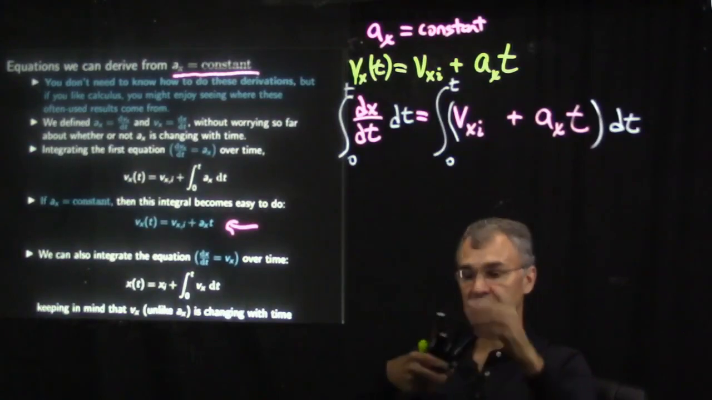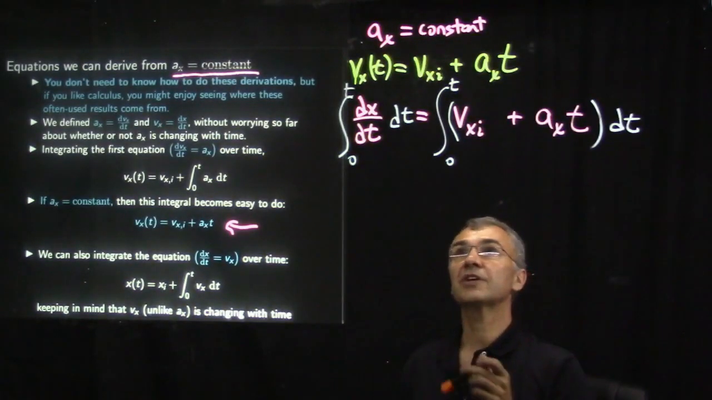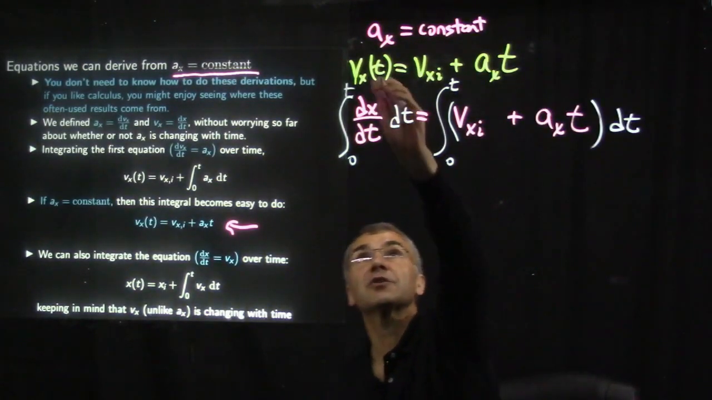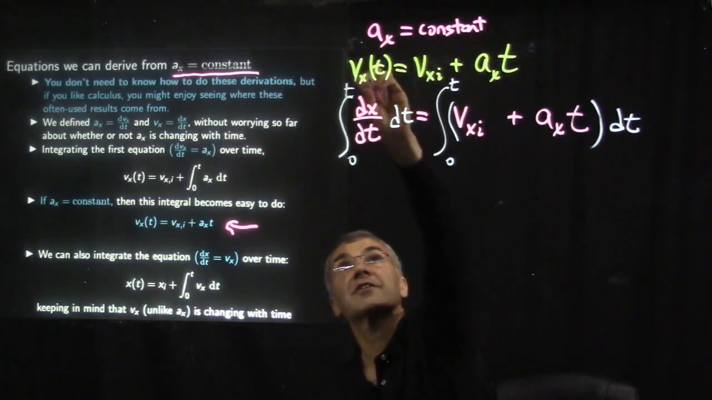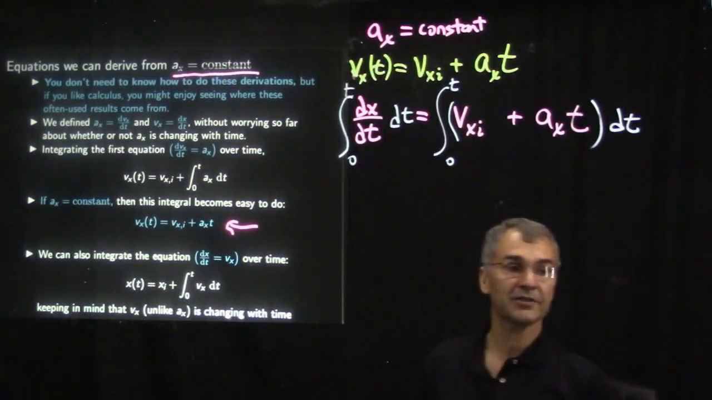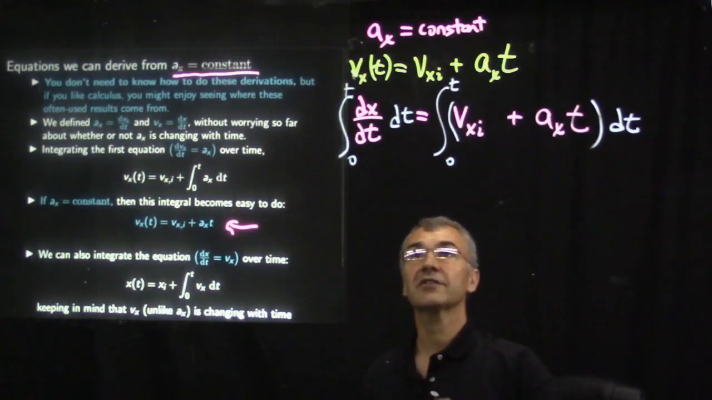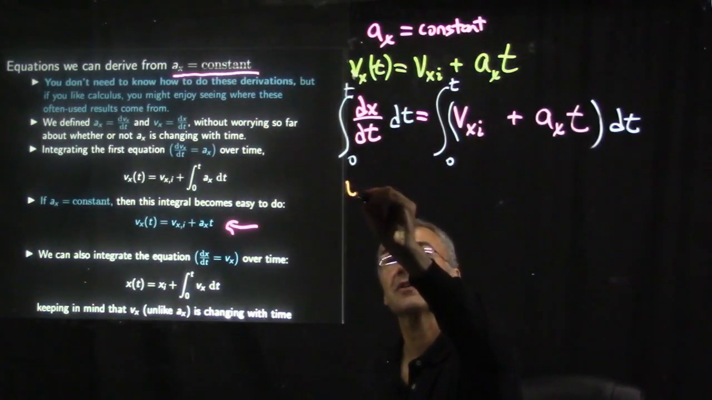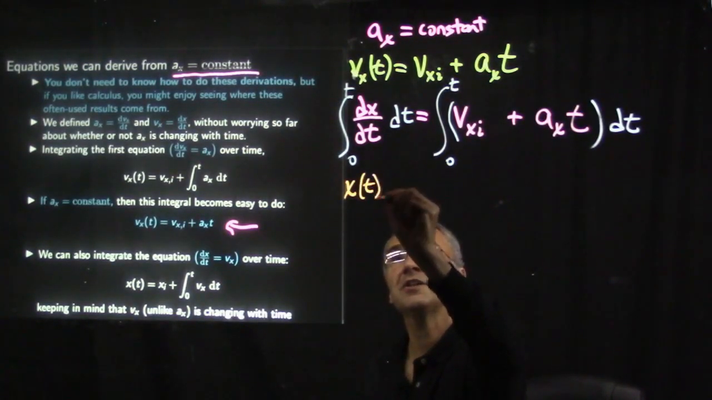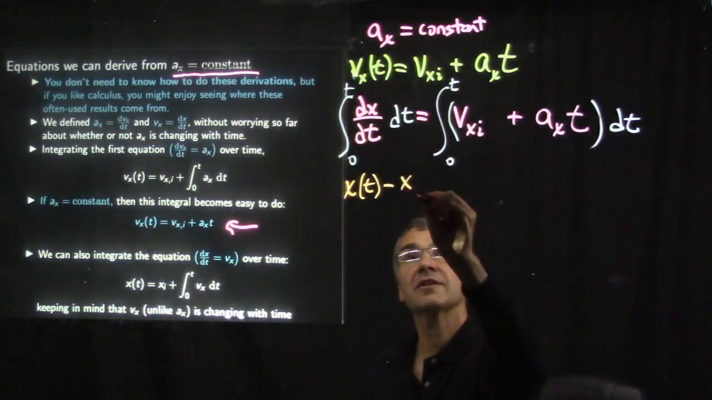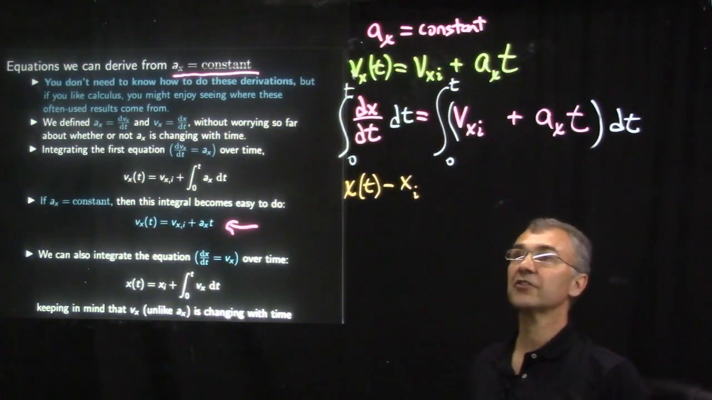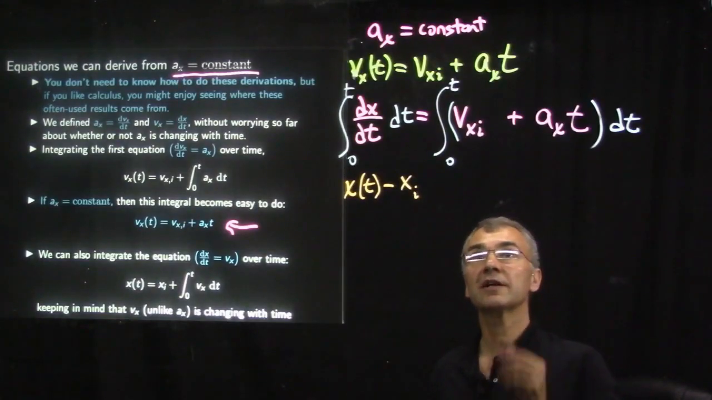This is just saying the integral of the derivative of x. So the integral of the derivative of x is just x. So this is x of t minus x initial. In other words, minus x at t equals 0.